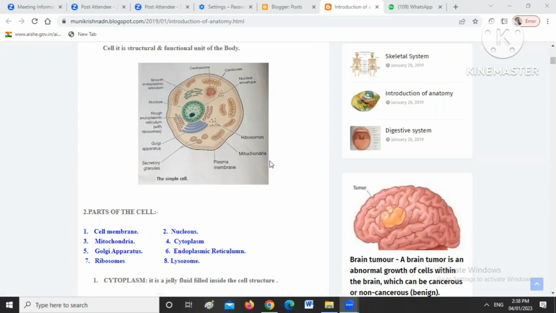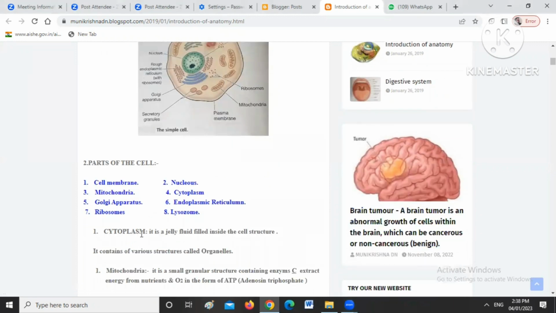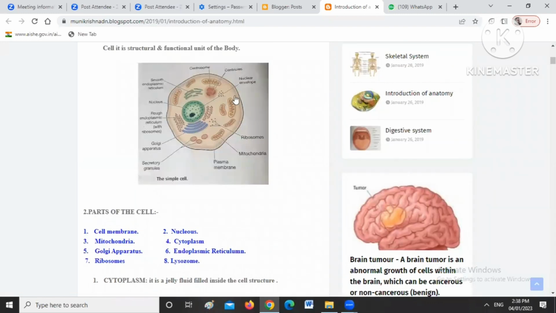First one, cytoplasm, the contents of the cell. Under that we are going to see about the cytoplasm. What is cytoplasm? Cytoplasm is a jelly fluid filled inside the cell structure. Just observe the diagram. See this one, cytoplasm. Cytoplasm is nothing but a jelly fluid filled inside the cell structure. The fluid is present inside the cell structure.